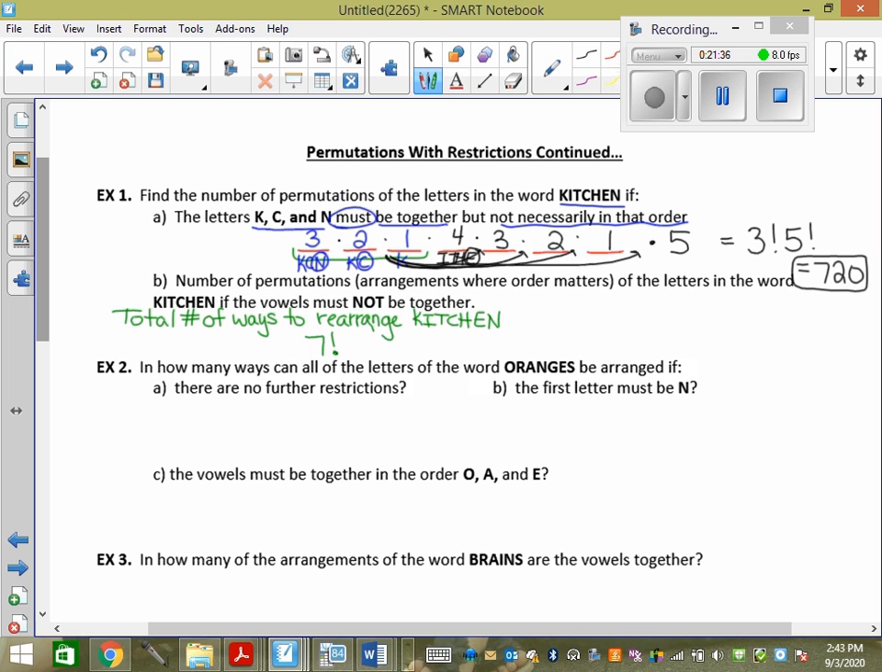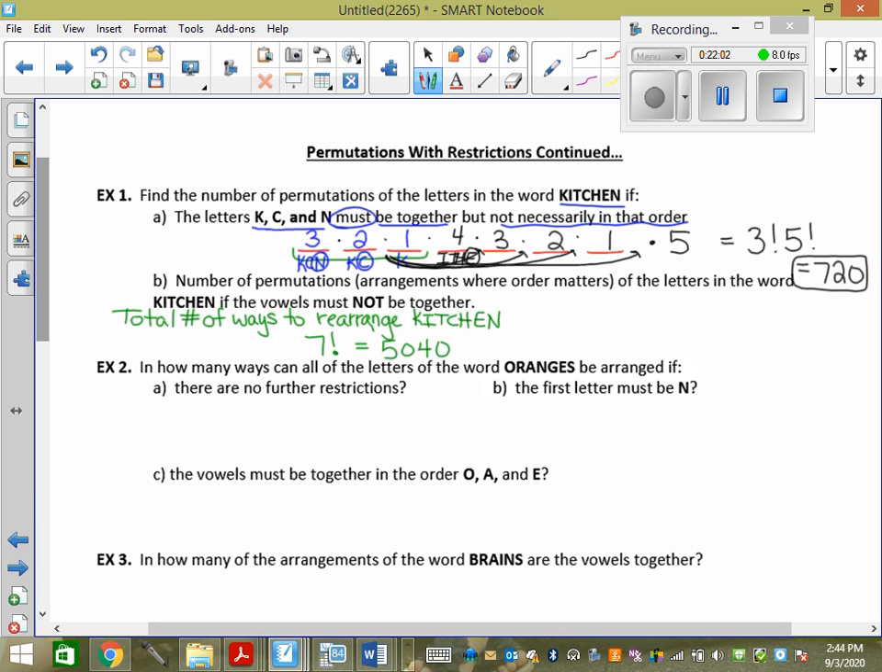Right? So that's the absolute maximum number of words I can get from kitchen if I rearrange it in every way, shape, form, and it looks different. I think 7 factorial is 5040. Okay. So with this 7-letter word kitchen with no repeats, I can come up with 5040 totally different words. Okay? So let's pretend in this school there are 5040 kids.